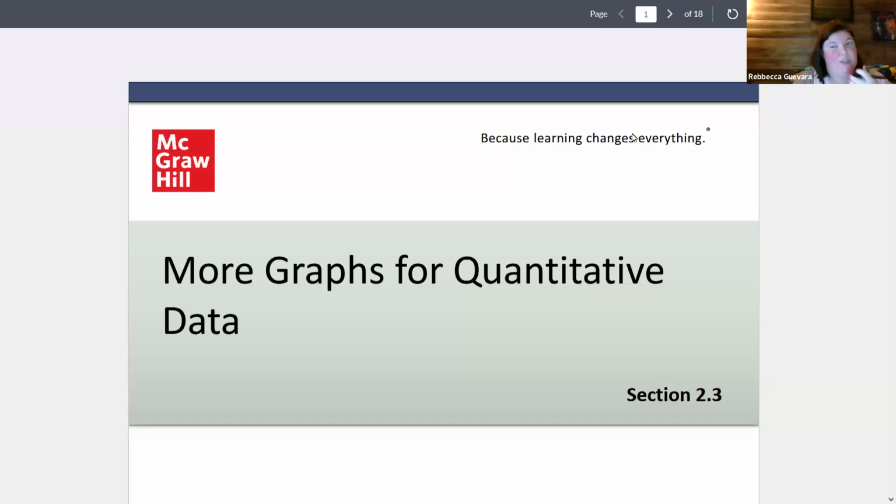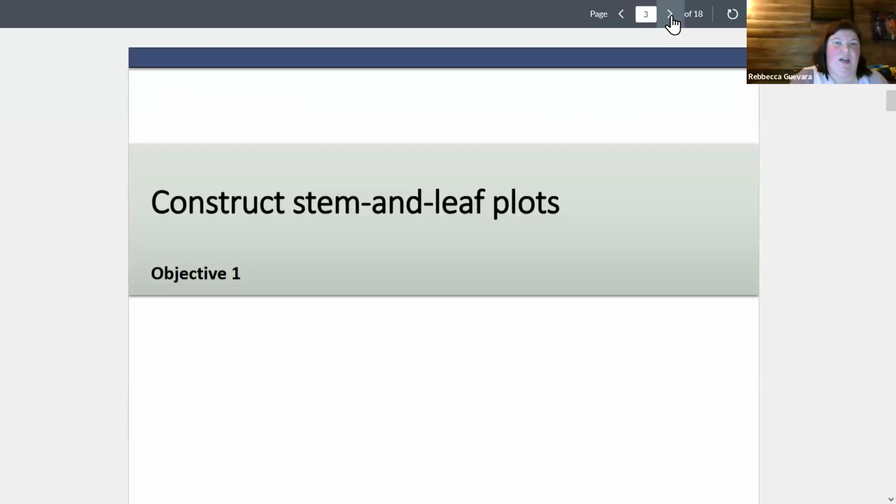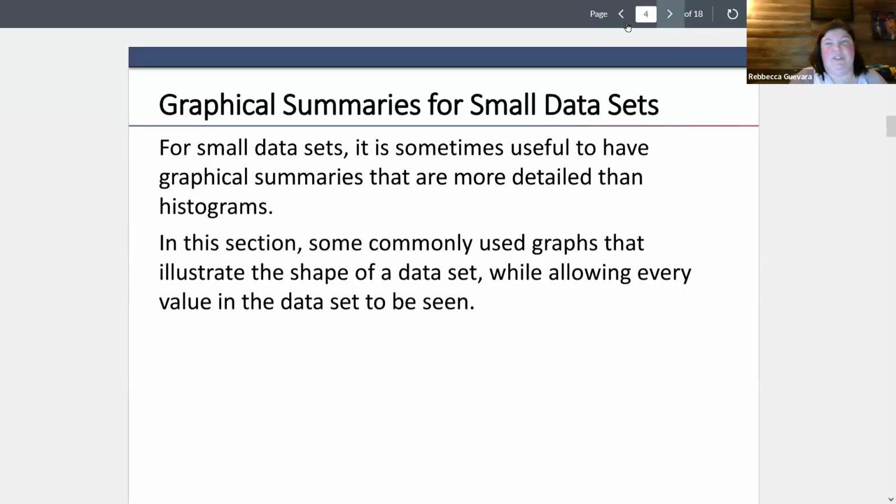All right, so a little bit more on some more graphs for quantitative data. We saw a lot of them there where we had the histogram, the frequency polygon, and the ogive. And they weren't all that much different from each other. Most of them just depended on having those frequency distributions that we made. So these are going to be a little bit different.